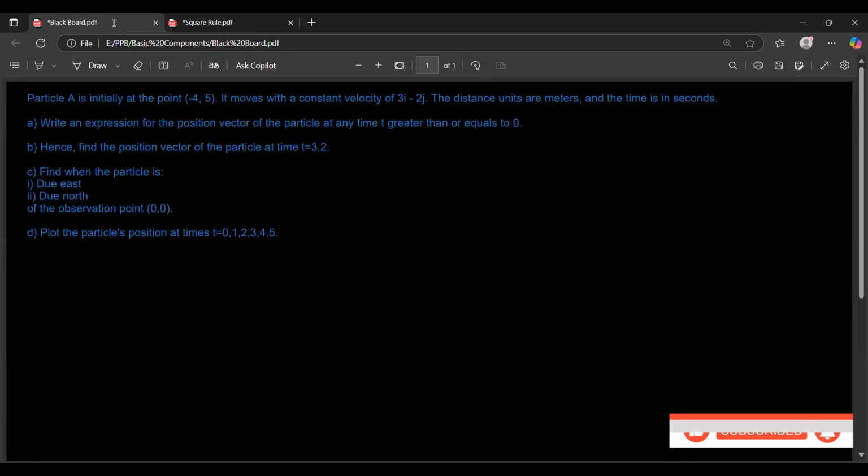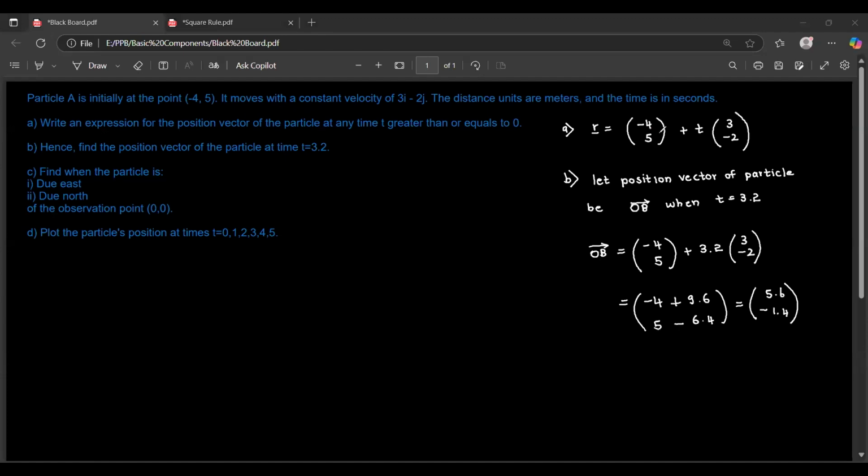Okay, so let's come up with that. We have the vector equation: r is equal to (-4, 5) plus t times (3, -2). So the parametric equations for A are x is equal to -4 plus 3t, y is equal to 5 minus 2t.